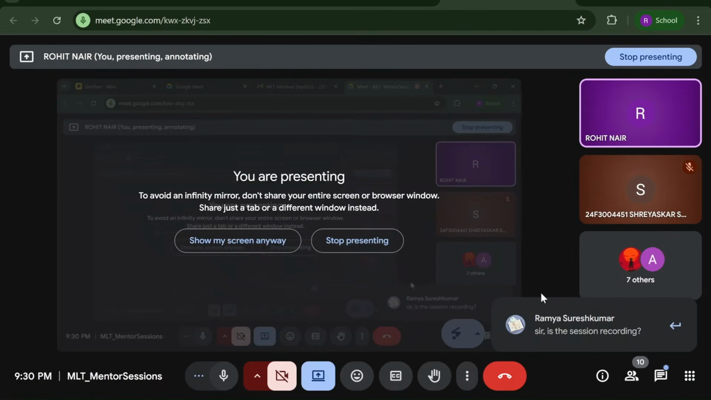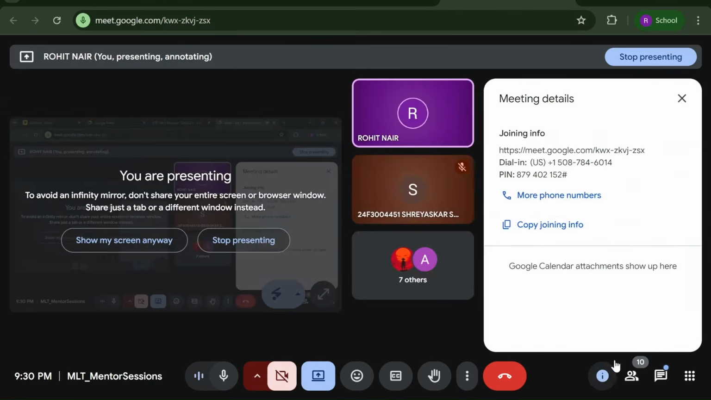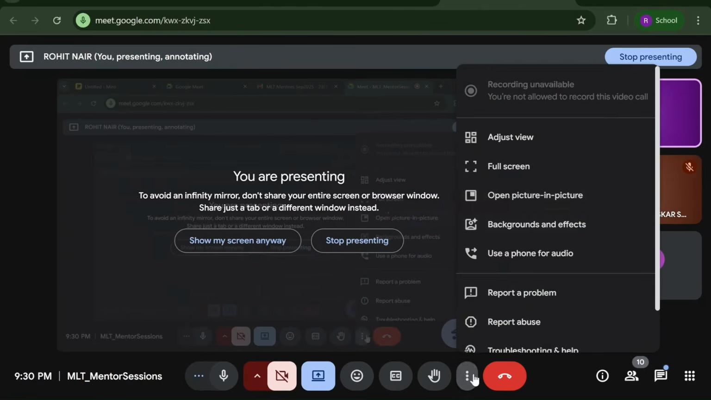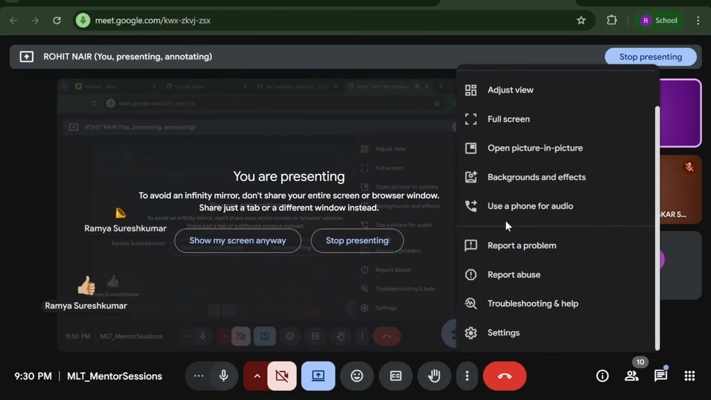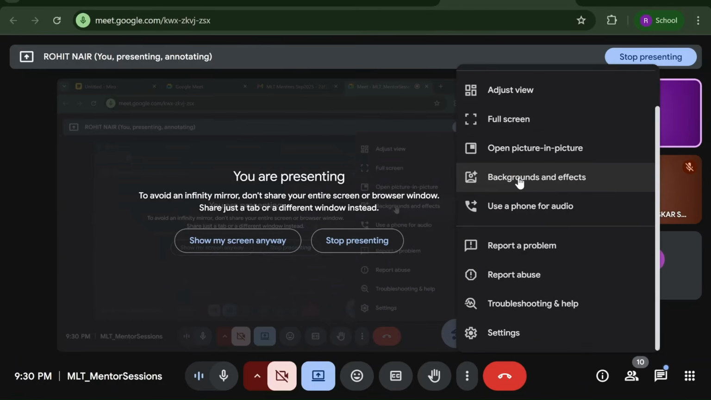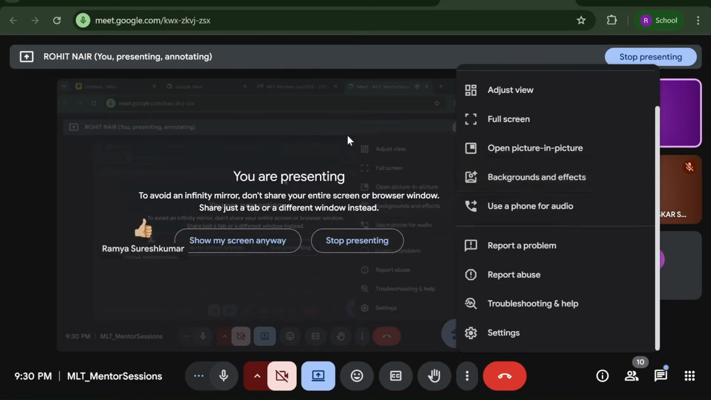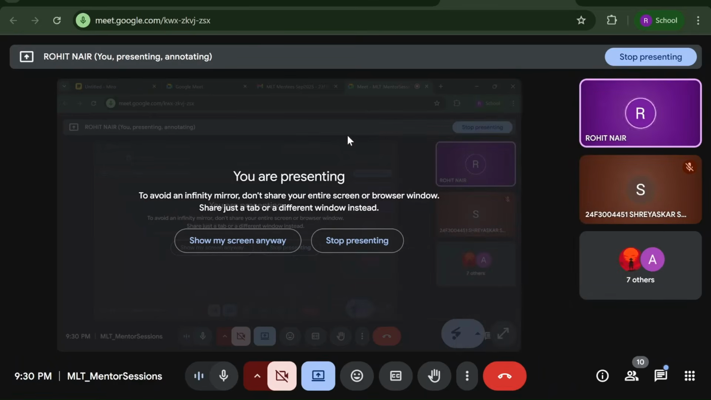Oh, good question. The session was not being recorded. Let me record it. Where is the recording? You're not allowed to record this call, that's what they're saying. I think it's automatically being recorded and it will be shared to you guys. Anyway, I will record it. Don't worry, I'll share the recording with you guys. Okay, let's see.